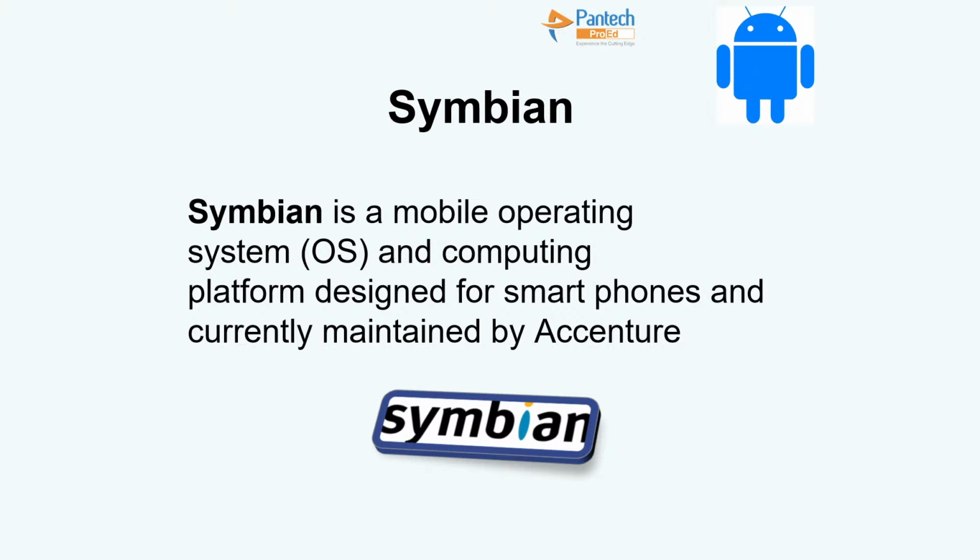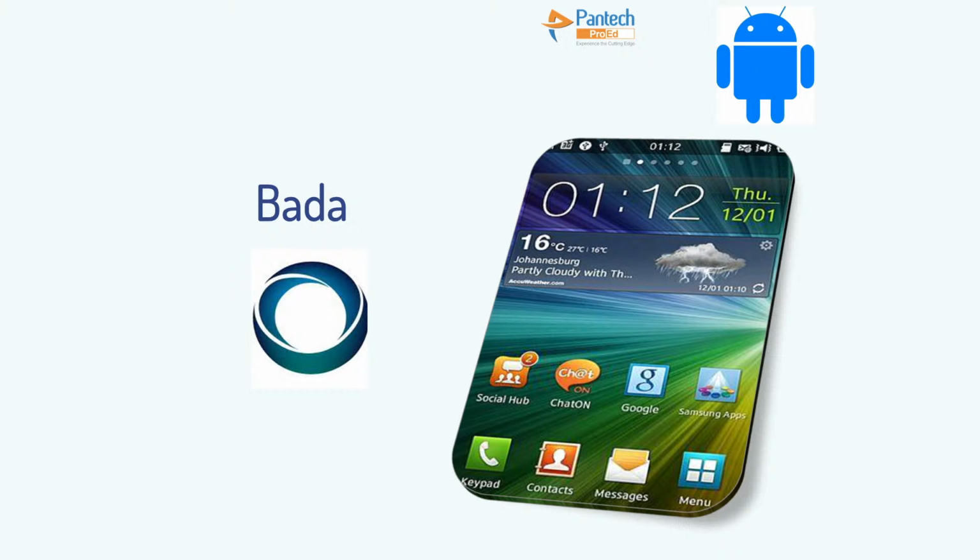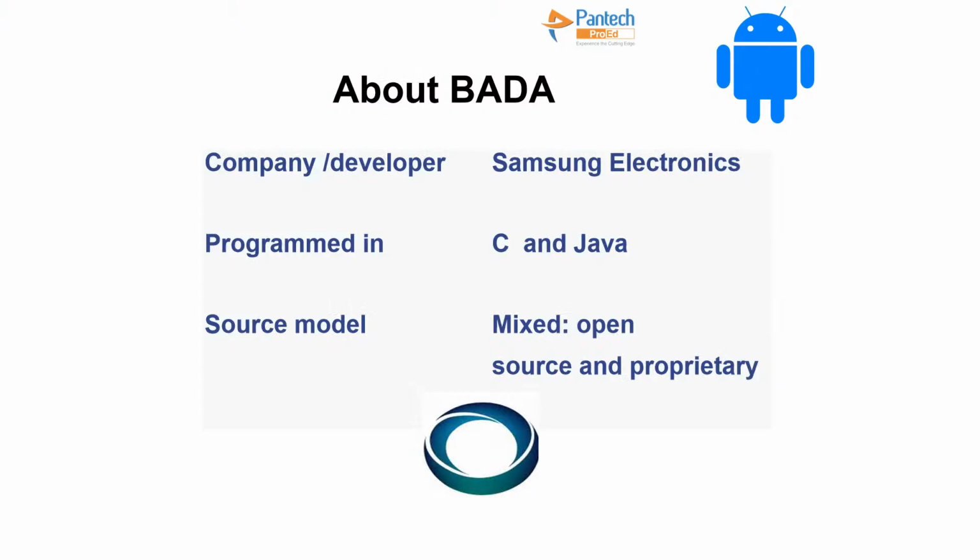And then we have Bada OS. It's about 70% like Android, right? You can see the picture, it looks like Android. Generally it's called Bada OS. Bada is an OS developed by Samsung Electronics only, programmed in C and Java languages. The source model is open source and proprietary. So it's open source.